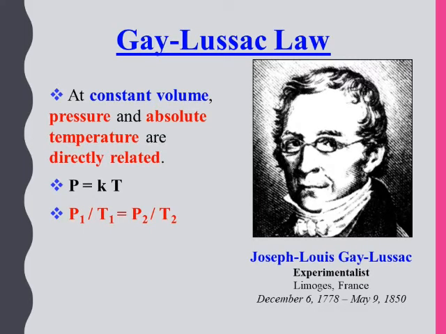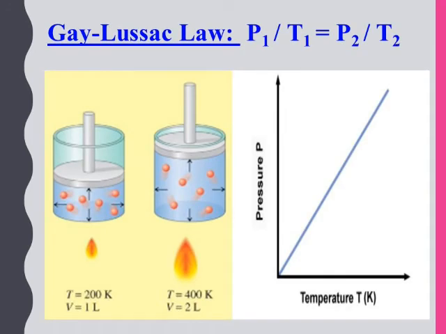Gay-Lussac's law was founded by Joseph Louis Gay-Lussac, and it states that at constant volume, pressure and absolute temperature are directly related. The formula for Gay-Lussac's law is P1 over T1 is equal to P2 over T2. So if pressure increases, the temperature will also increase. If the temperature decreases, the pressure will decrease. So basically, they're directly related to each other.